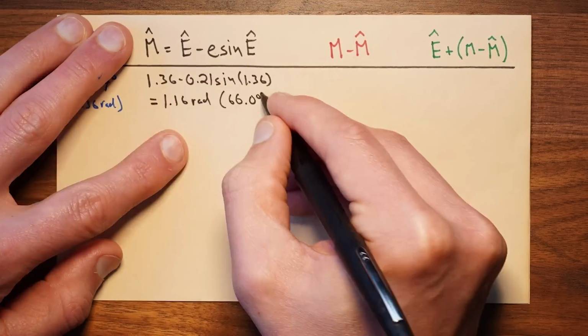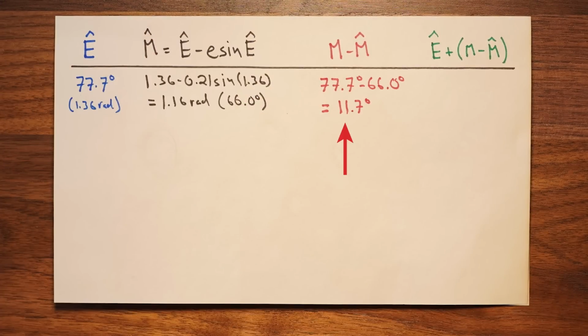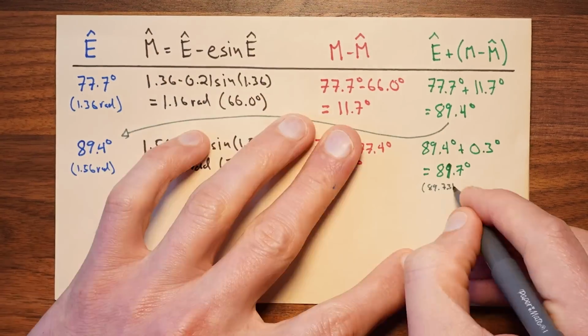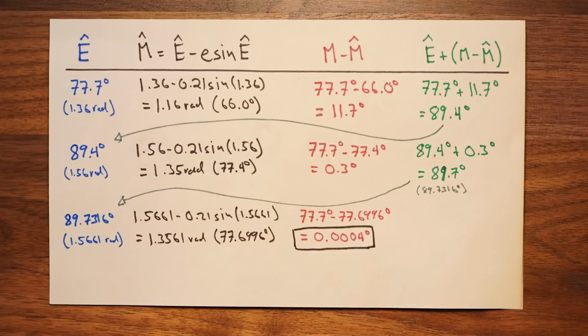Compute the error between m and our estimate of m hat, and add this error to E hat to get a new value of E hat. So we're increasing our guess for E by exactly the error between the true and estimated value for m. After just 2 iterations of this process, our error shrinks to just 0.0004 degrees, well within the measurement error of the observations Kepler was using.